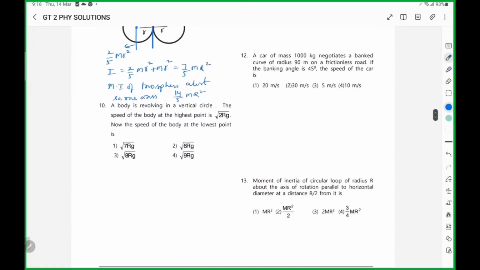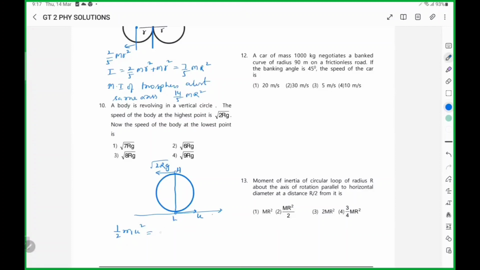A body is revolving in a vertical circle. Speed of the body at the highest point is 2 root rg. At this point, we don't know the velocity, let us say u. At the lowest point, what is the speed? Take this as a reference line: half mu square is equal to, here at this point only kinetic, no potential.